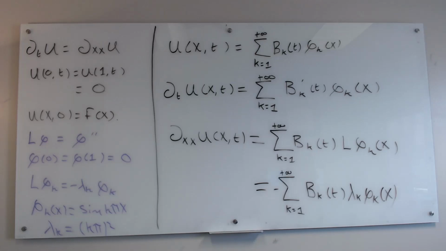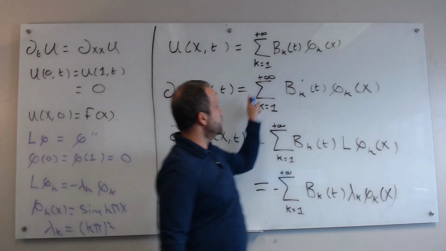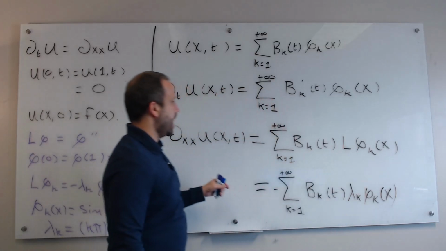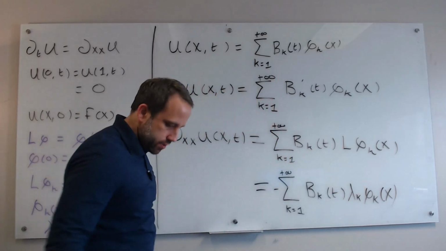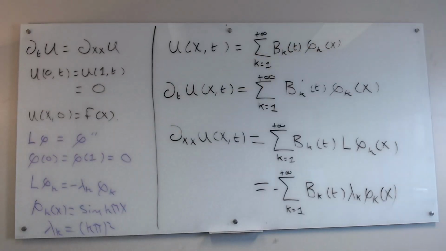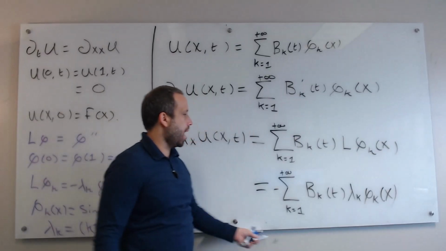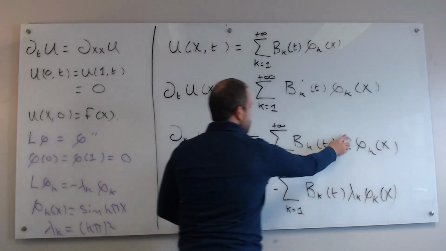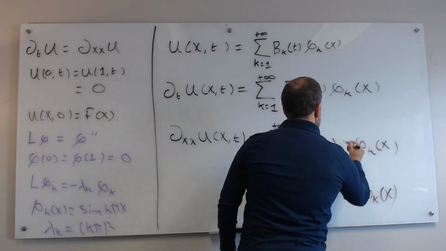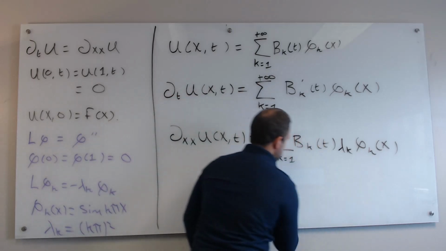So what we have, the t derivative of u is equal to this, and the x derivative of u is equal to that. So now, because I want to easily compare these two things, sorry, I keep dropping my eraser. Okay, L phi k is equal to minus lambda k phi k, so I'm going to just make that replacement now. So it's going to be minus lambda k phi k, that's what I want to concentrate on now.